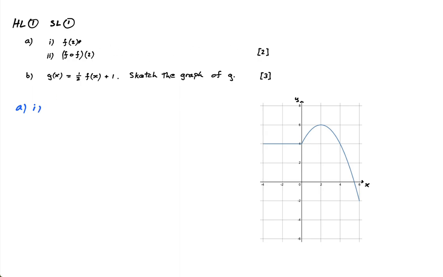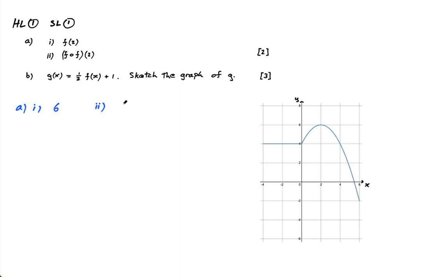So f of 2 means when x is 2, what is f of x or y? So you go to 2 for x, and then you go up. Where's the graph? Well, it's here. So it's 6. So the answer is 6. And that's it.